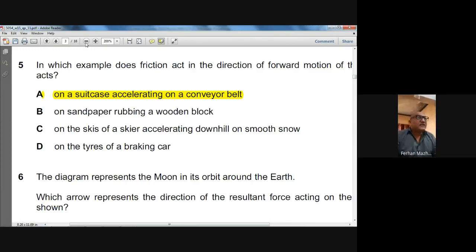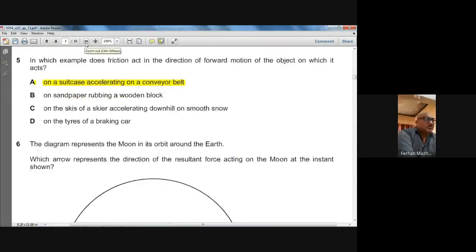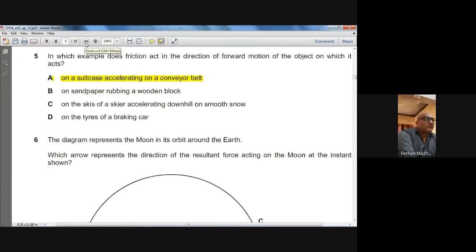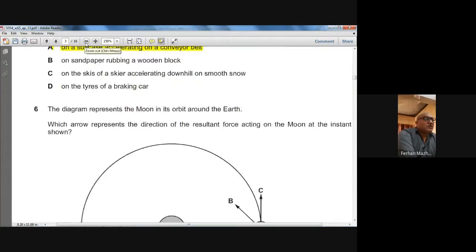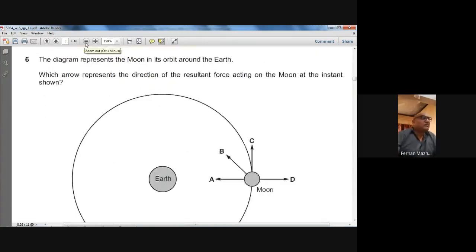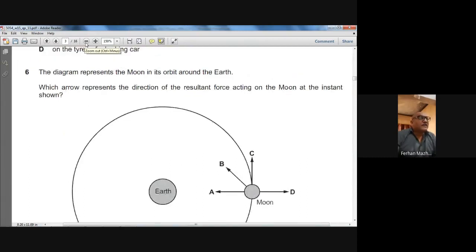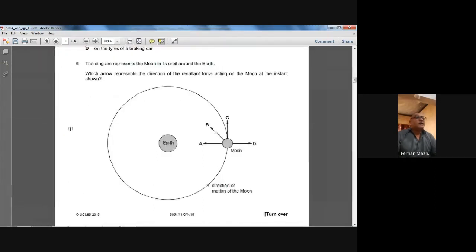You see, this is not an easy question to answer. It's a bit difficult. So here we have the next question on your screen. Let me show you the full question. The diagram represents the moon in its orbit around the earth. Which arrow represents the direction of the resultant force acting on the moon at the instant shown?